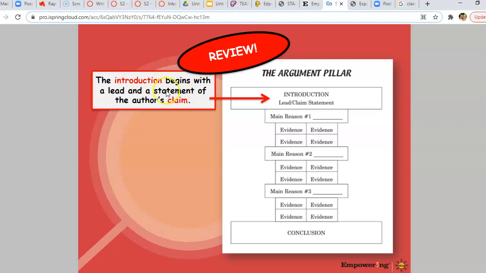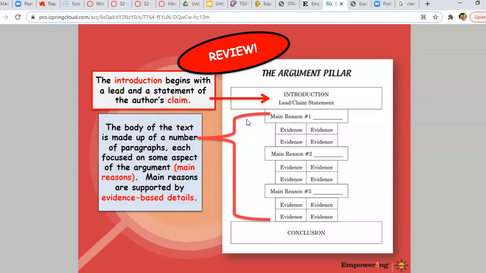The introduction begins with a lead or a hook. Remember, that hook can be a quote, a question, a statistic, a descriptive segment, any of those things. And the claim statement. Remember, the claim is what you believe. It's your opinion. The body of the text is made up of a number of paragraphs, each focused on some aspect of the argument, which are the main reasons. Main reasons are then supported by evidence-based details. This is not just your opinion. We really need you to have some evidence-based details.